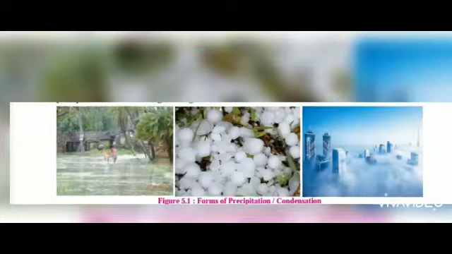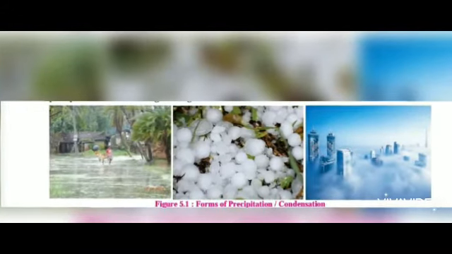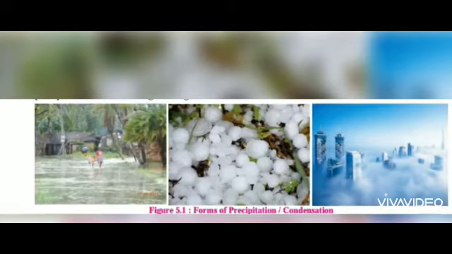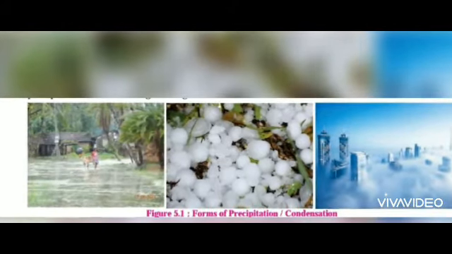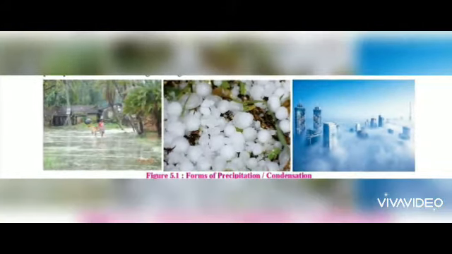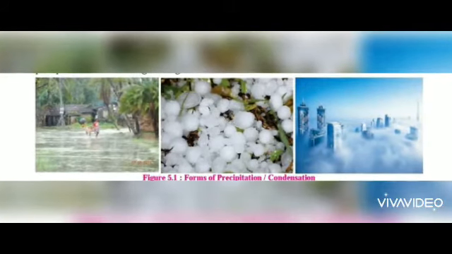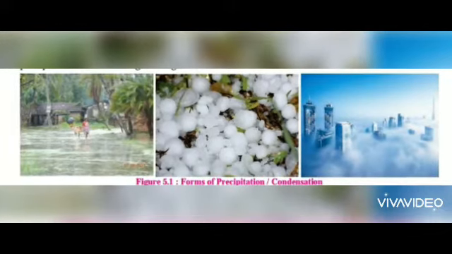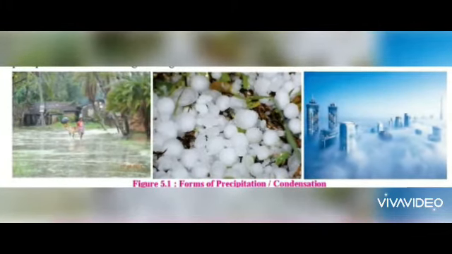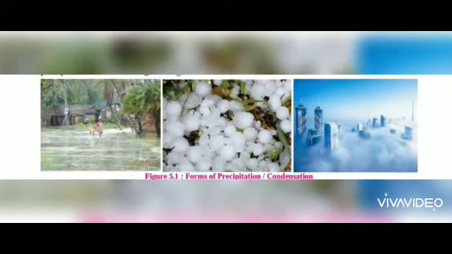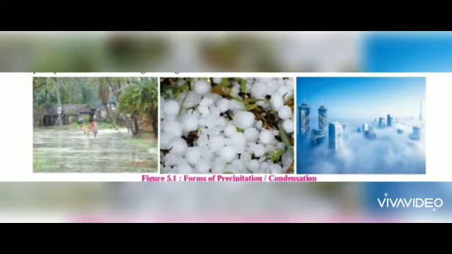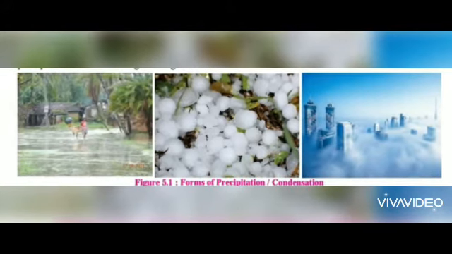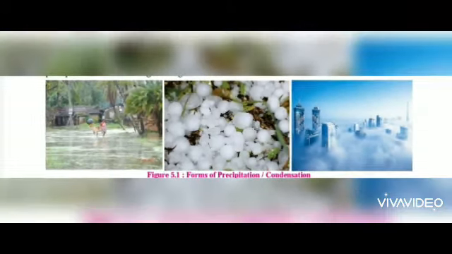Let us revise what we just learned in the lesson. The first thing that we learned in the lesson was precipitation. What is precipitation? When water falls in solid or liquid state on Earth's surface, it is known as precipitation. When temperature falls below the freezing point, the water vapor directly turns into snowflakes. This process is called sublimation.